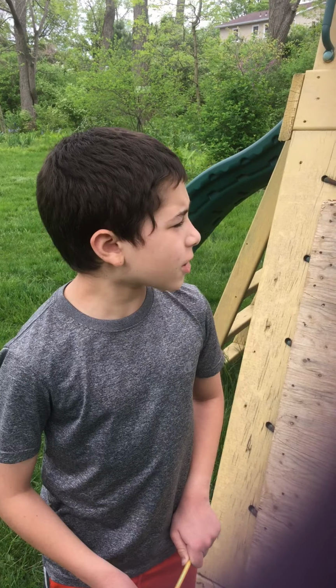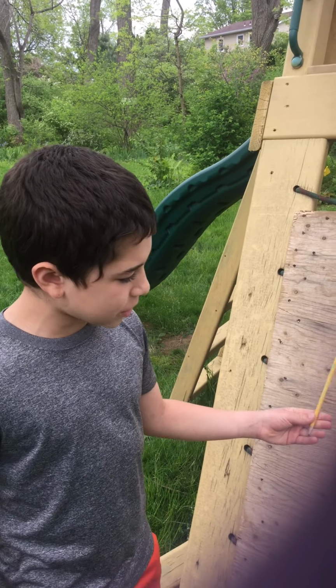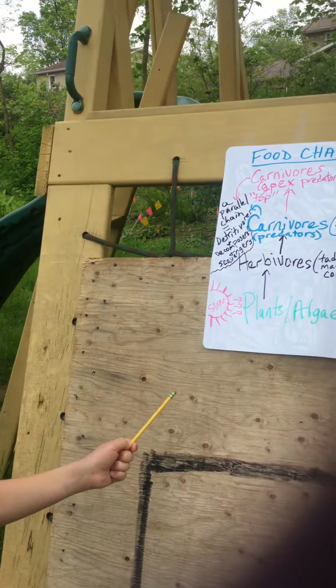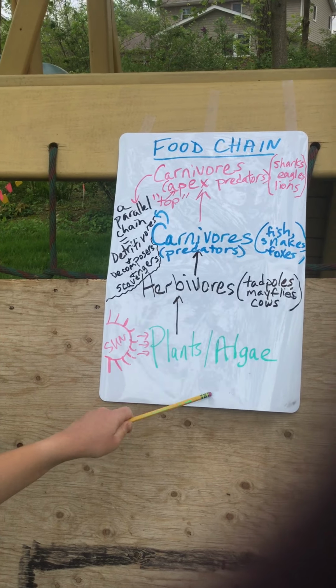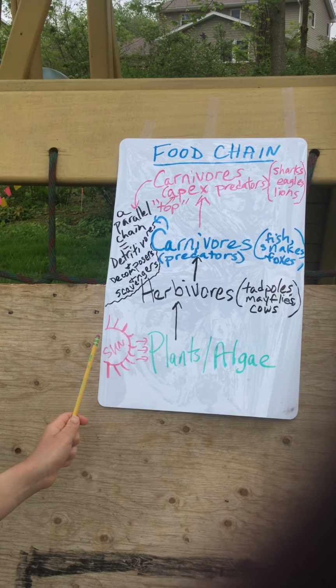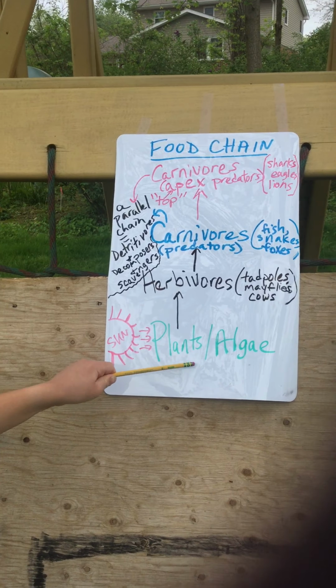We saw toads in the stream, in the pond, and mayflies in the stream. Let's learn about the food chain in those places and in other places. So at the bottom of the food chain, there are the plants and algae, which are fed by the sun, though that really isn't a part of it.